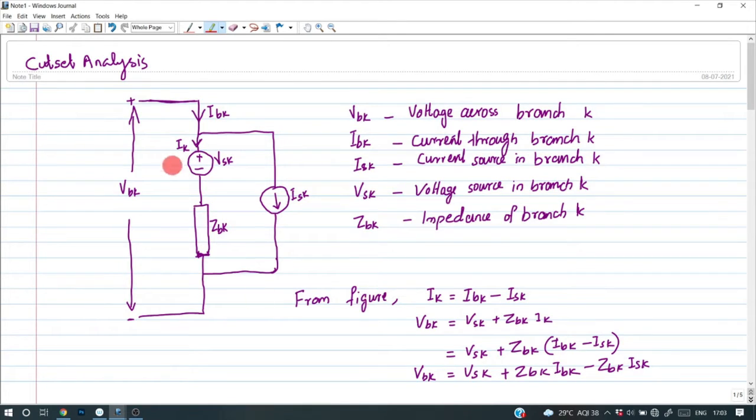So from this figure, it is very clear that IK is equal to IBK minus ISK. Also, we can write down this equation, that VBK is equal to VSK plus the impedance drop, that is ZBK into IK. As we already found the value of IK as IBK minus ISK, we can substitute it instead of IK. So VBK becomes VSK plus ZBK IBK minus ZBK ISK. The initial portion is exactly the same as the topic which we discussed in the nodal analysis theory part.